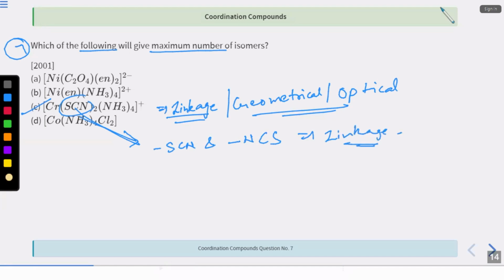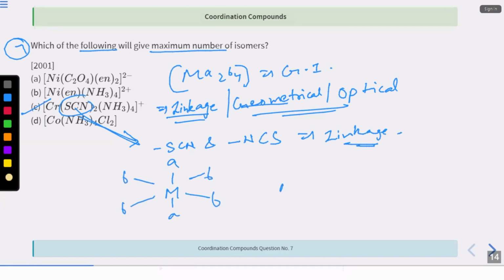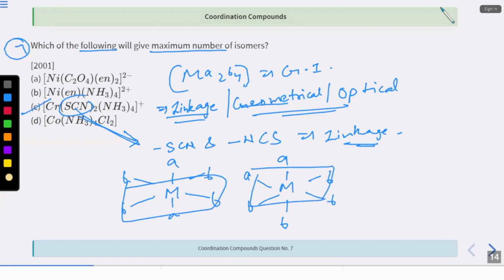Why geometrical? That I already showed you. It is an Ma2B4 type of compound, and it has two geometrical isomers. We talked about it earlier also, like this Ma2B4, or it can be like this Ma2B4. Okay, so these are two geometrical isomers, and this is linkage isomerism. Optical isomerism, it is simple, it can be D or L. Okay, so it shows the maximum number of isomers, so C is my right option. Cool. So let's get going.